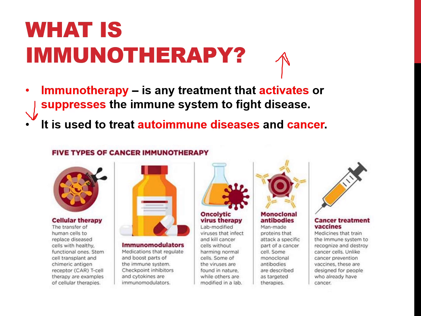So you might be thinking, why would you want to suppress or decrease your own immune system? If you have something like an autoimmune disease where your immune system is attacking your body tissue and cells, that's where you want to suppress your immune system. Where would you want to activate it? For any other pathogen or something like cancer, which we're going to talk about in a minute.